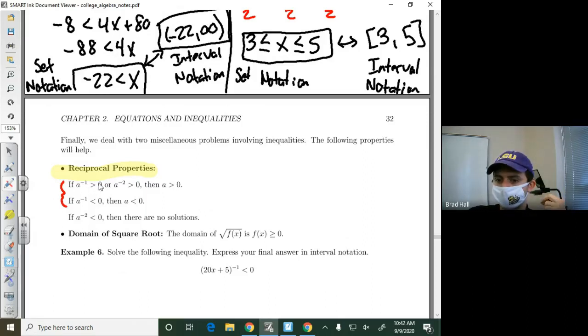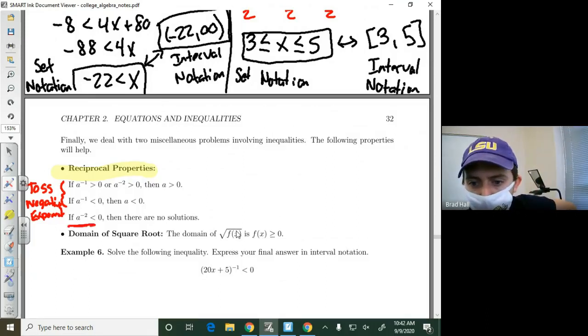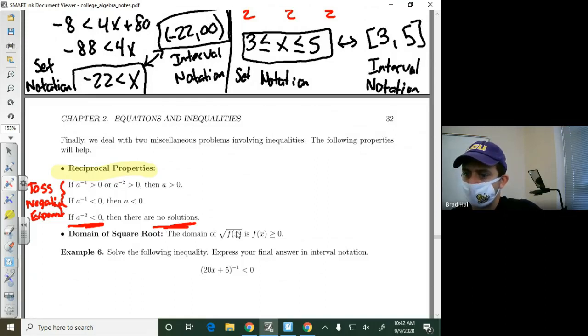Anytime you have a greater than sign, you toss it always. If you have a less than sign, it depends on what the number is. Toss the negative exponent for those. And then there's this one final case here, which means you just say the answer is no solutions and you move on. It has to do with the even exponent, which makes things positive, but being less than 0 is negative. So there's kind of a contradiction there.